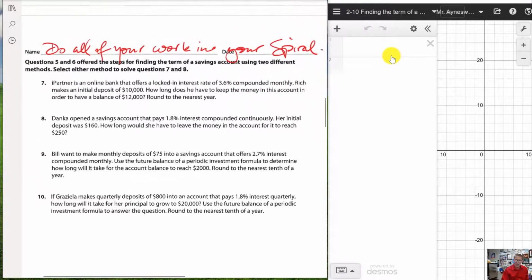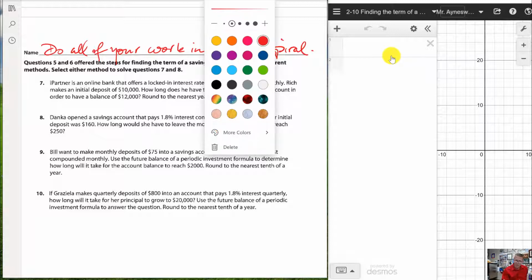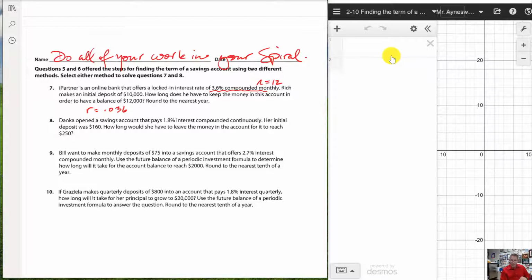Okay, number 7 here. iPartner is an online bank that offers a locked-in interest rate of 3.6% compounded monthly. Okay, so right there, some key things in this problem here. So r is 0.036. It's compounded monthly, so n is 12. And because this is a compounded monthly problem, we need to use the compound interest function. So when you're compounding n times, if it's monthly, n is 12. If it's quarterly, n is 4. If it's annually, n is 1.